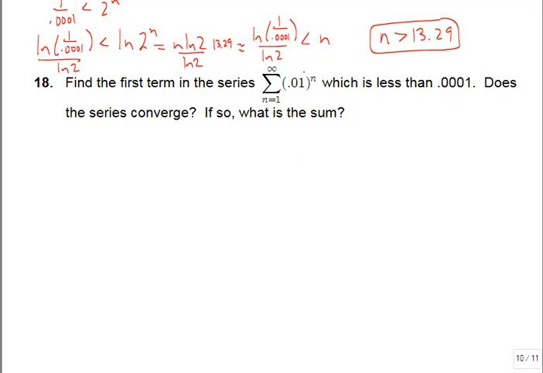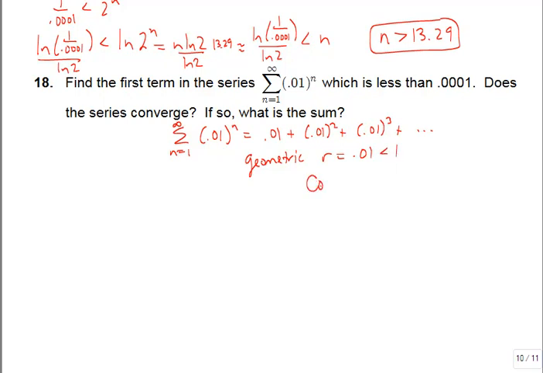So just by looking at this, I know that this is going to be a geometric series because I'm multiplying each term by 0.01 each time. So the first term is 0.01, and then the second term is 0.01 squared, and then the third term is 0.01 cubed, and so forth. So this is geometric. My ratio r is equal to that 0.01, which is obviously less than 1, so this will converge. And the sum is going to be a over 1 minus r.